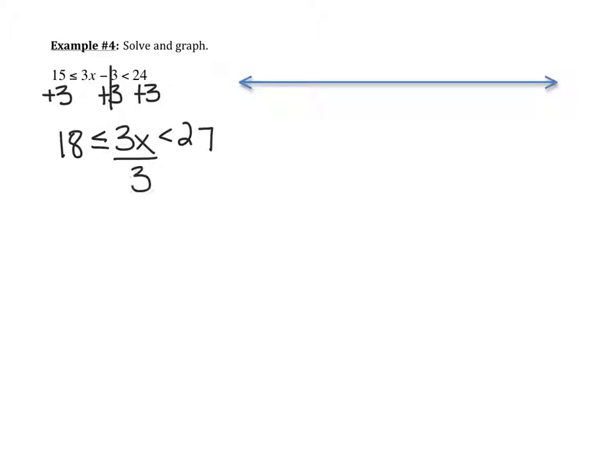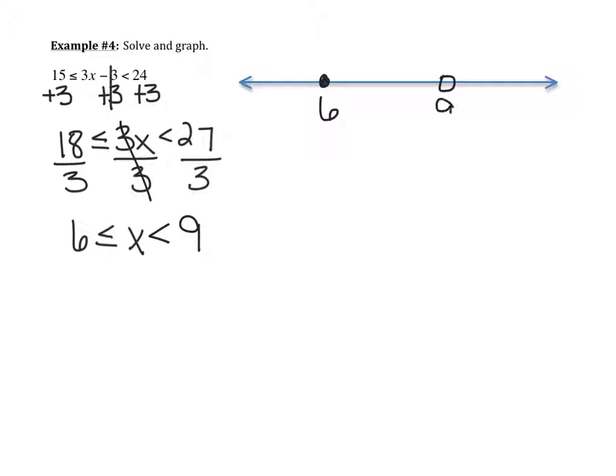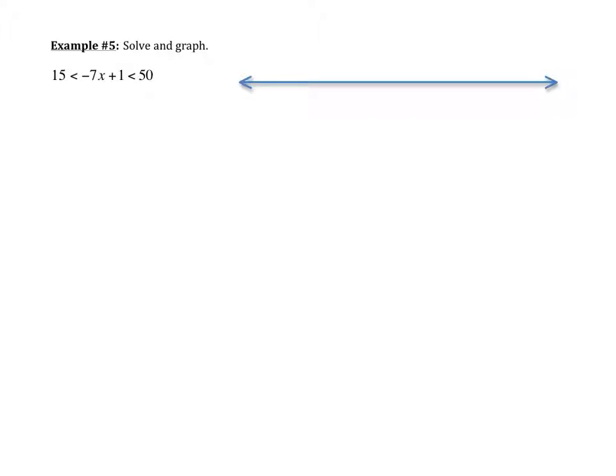So I would divide by 3 to get the x by itself. And again, I'm not just going to divide the 27 by 3, but also the 18. So 18 divided by 3 is 6, less than or equal to x, since the 3's will cancel, less than 9. So x is between 6 and 9. So when I go to graph it, I'll fill it in at 6, leave it empty at 9, and it's everything in between.